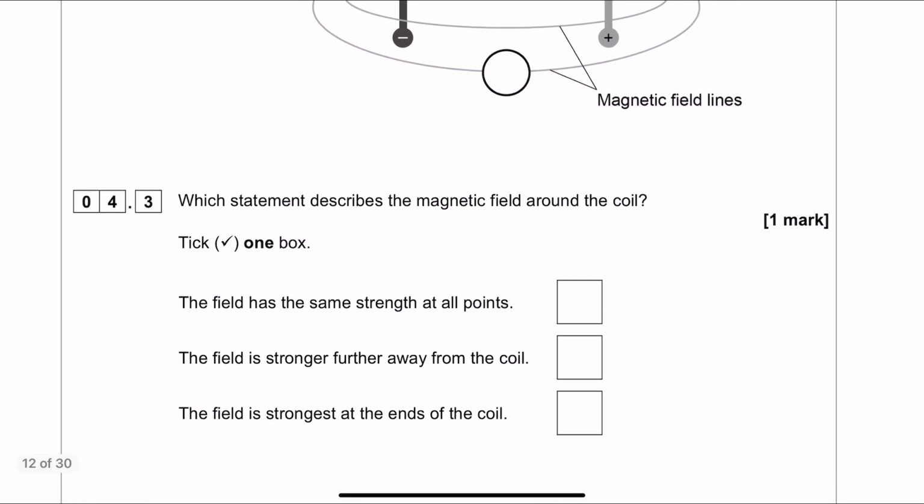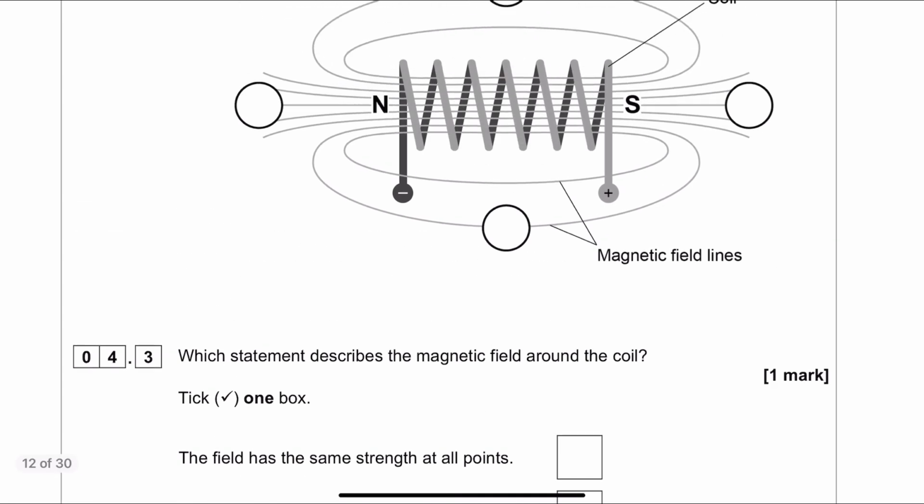The last option is: the field is strongest at the ends of the coil. We can see the field is stronger at the ends because a large number of field lines are present at the end of the coil. Therefore, the correct option is: the field is strongest at the ends of the coil.